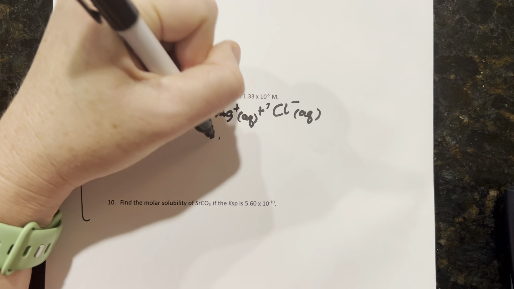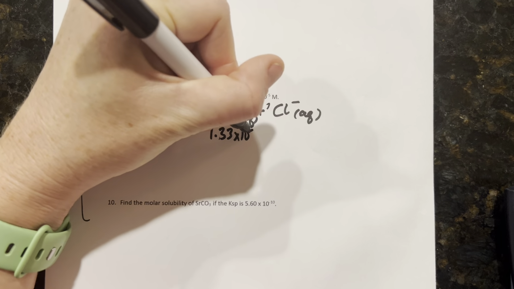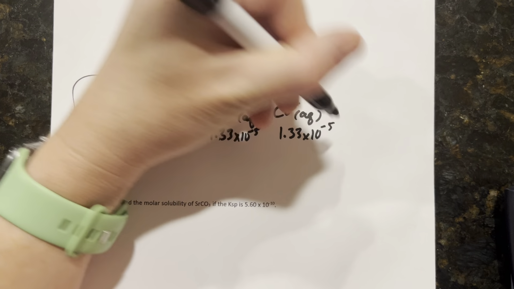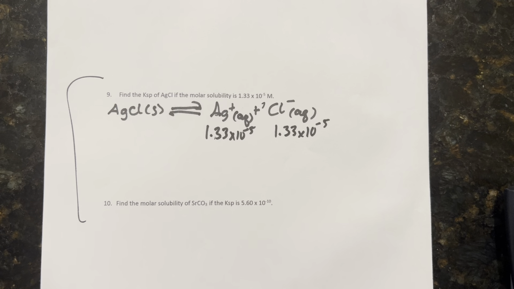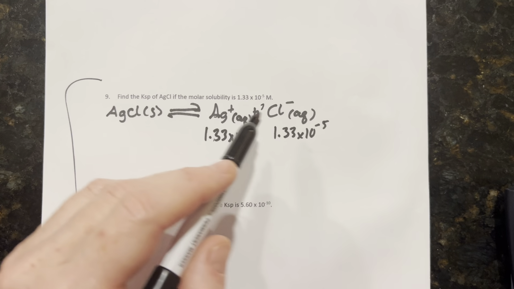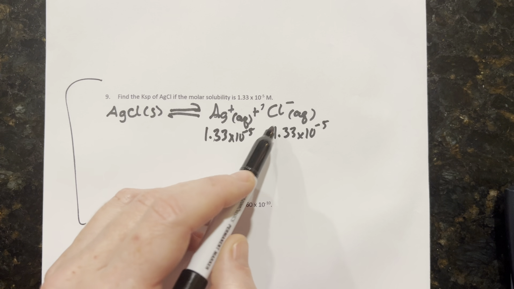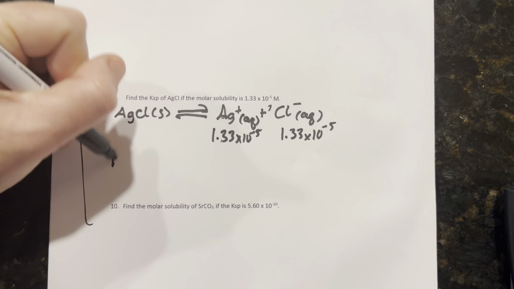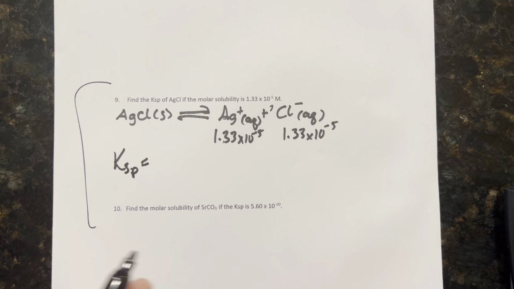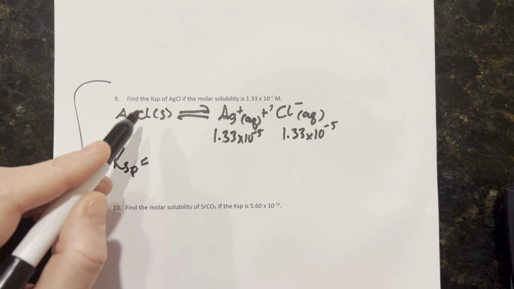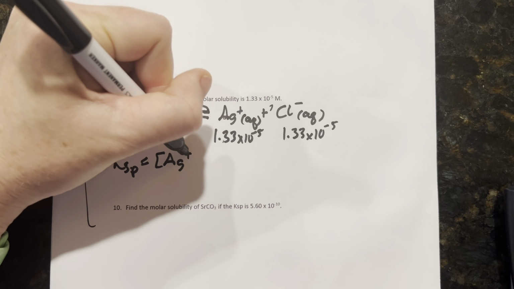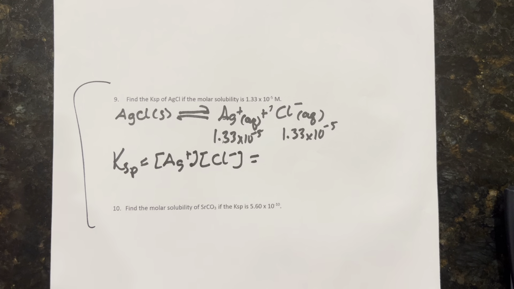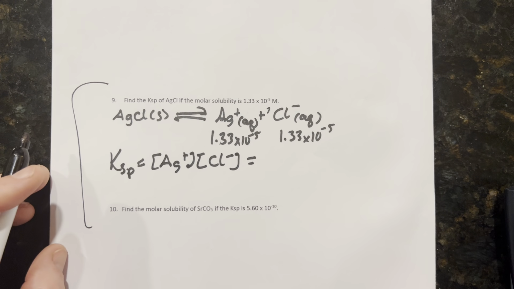What I mean by that is this is 1.33 times 10 to the negative 5, and this would be 1.33 times 10 to the negative 5. So it's kind of telling us an x in a way. If this had been a 3, I would have done 3 times that concentration. So it wants to know the KSP. KSP is always products over reactants, but the reactant here is a solid, so it's just going to be the products multiplied by each other. It already gave us our x, or we call it S when we're talking about solubility.